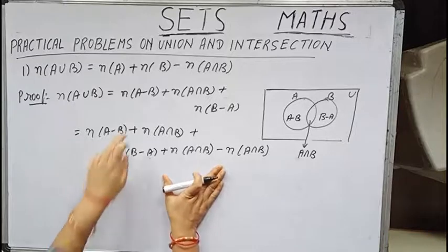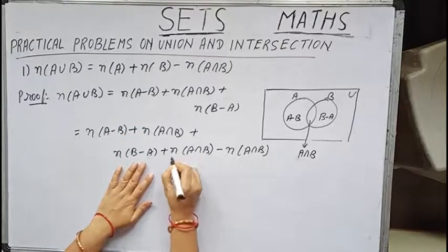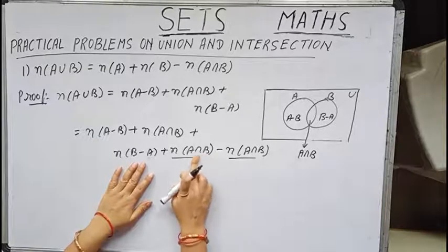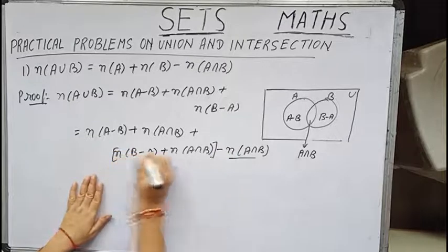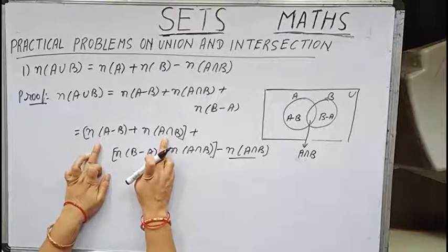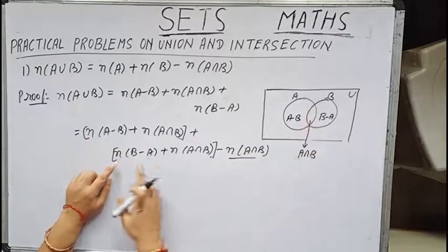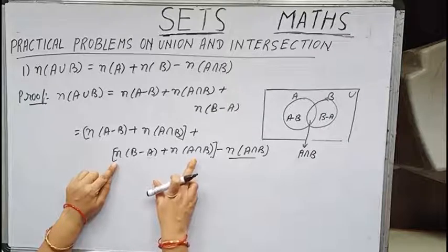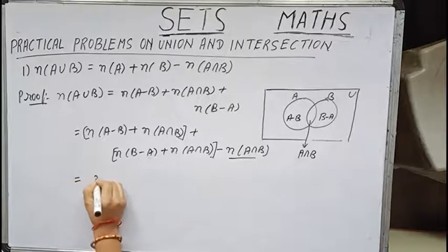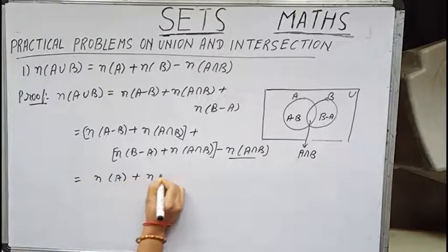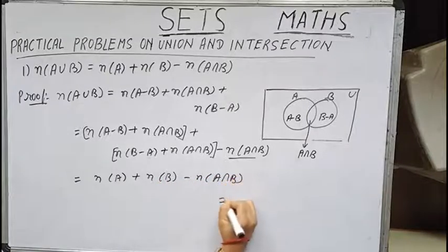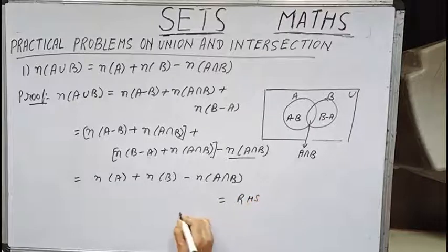So what change I have done? The same equation I have copied over here with plus n of A intersection B and minus n of A intersection B. Now if I give bracket over here and here, you can see children, n of A minus B plus n of A intersection B is whole n(A). Similarly, n of B minus A plus n of A intersection B will be whole n(B). So this expression reduces to n(A) plus n(B) minus n of A intersection B, and this is only RHS and hence proved.